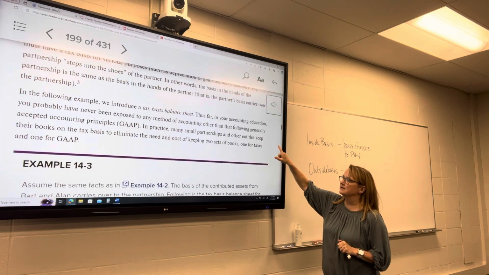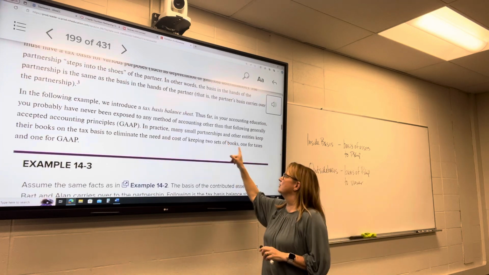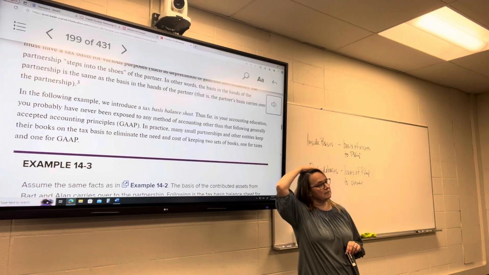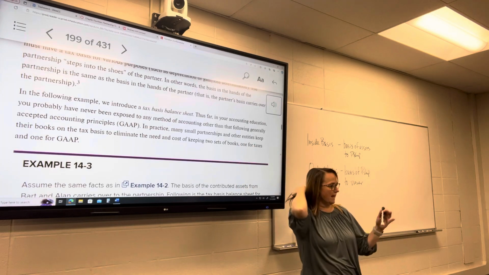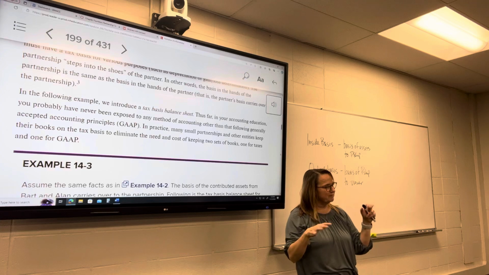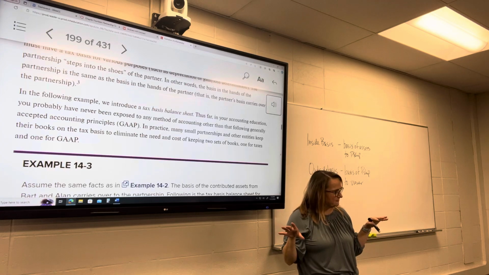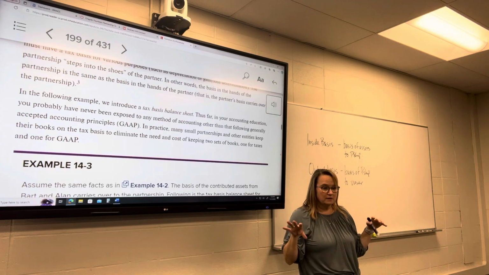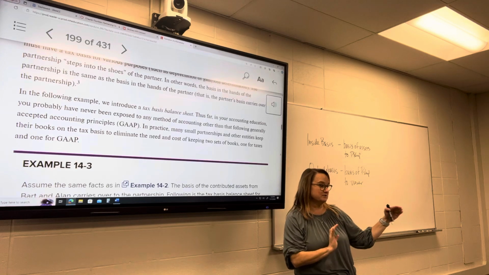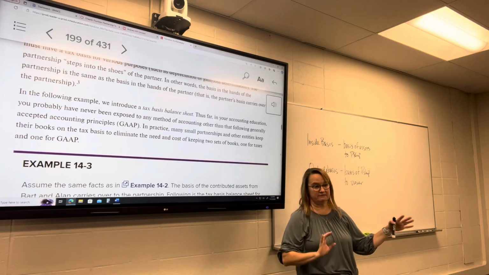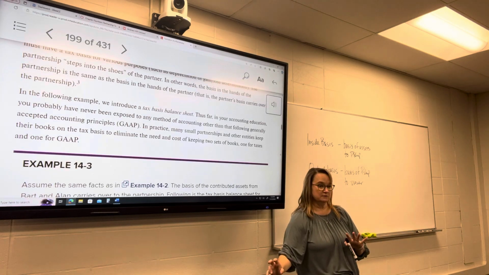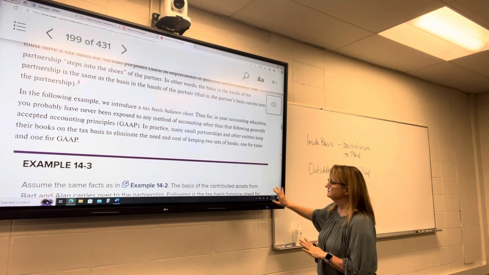A lot of, as it mentions here, a lot of small partnerships and businesses, if they don't have to follow GAAP, a lot of times they won't. They'll just keep their financial statements on a tax basis because it makes life easier when they file their tax return, because it's already on a tax basis.